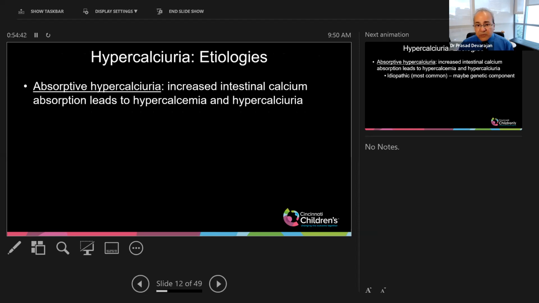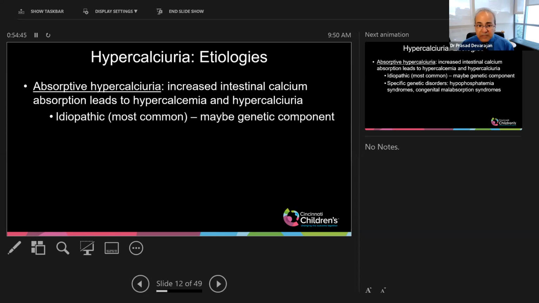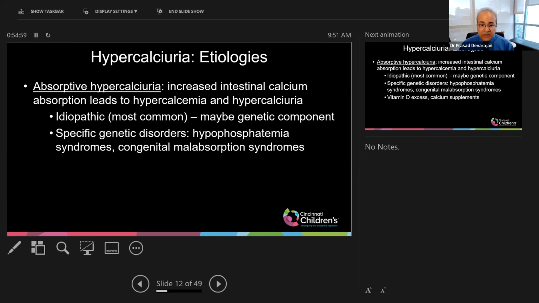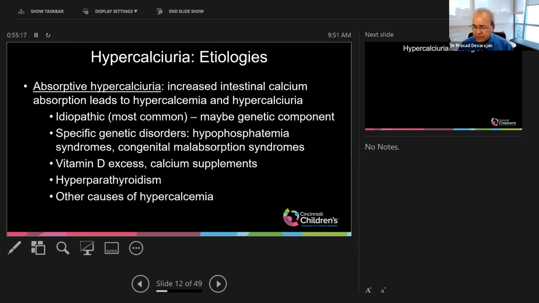Increased intestinal calcium absorption. What causes that? Most of the time it's idiopathic. And that means I'm an idiot and I don't know what the cause is, but people like Dr. Sultana can probably do a good genetic analysis and tell you what the cause is, but it's mostly idiopathic. There are specific genetic disorders, and Dr. Sultana told you about some of these. And there are some other important dietary factors to consider. Vitamin D excess, calcium supplements, important cause of absorptive hypercalciuria, of course, hyperparathyroidism, and any other cause of hypercalcemia, be it tumors, be it anything else. All of this will lead to absorptive hypercalciuria.